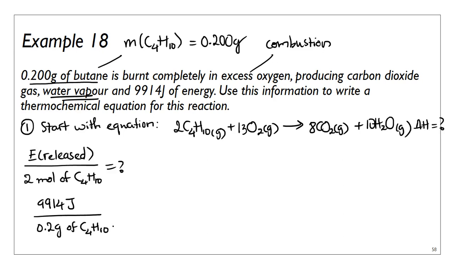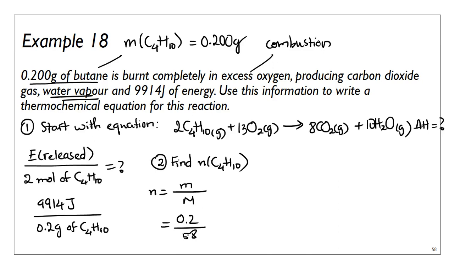So this is given, which means I need to convert this ratio to an energy per mole of butane ratio. So I'm going to try to find the number of moles of butane, which is mass over molar mass, which is 0.2 over 58, equal to 0.00345 mole. Okay, so that's the number of moles.